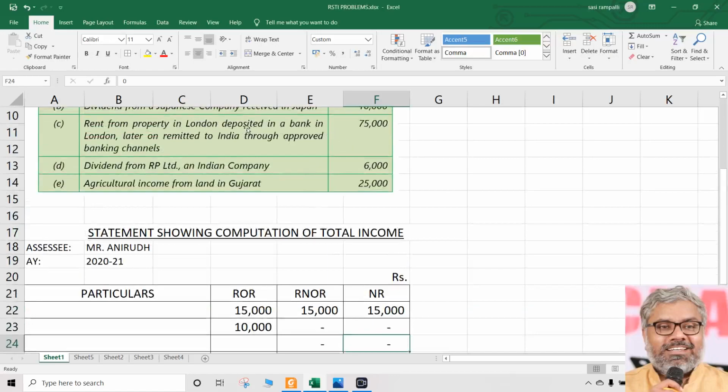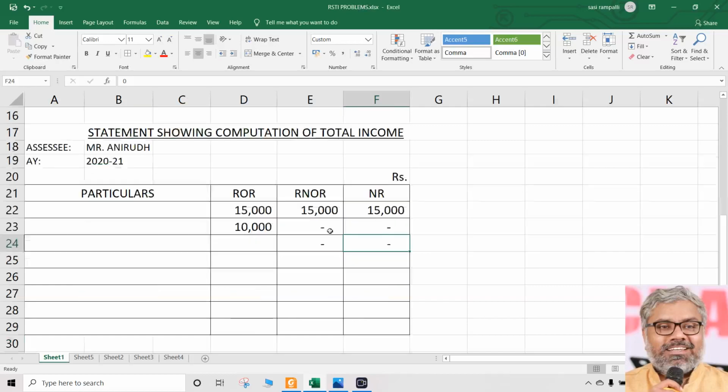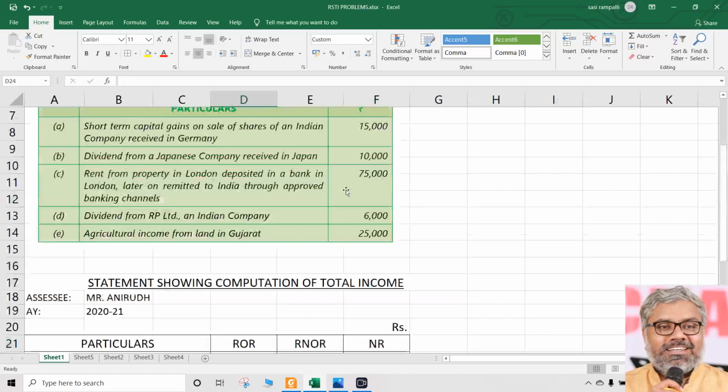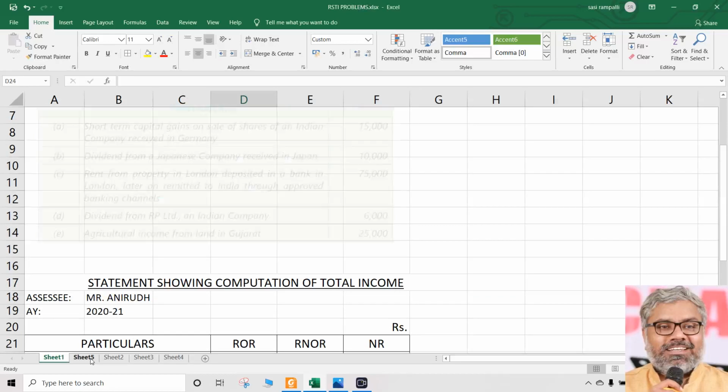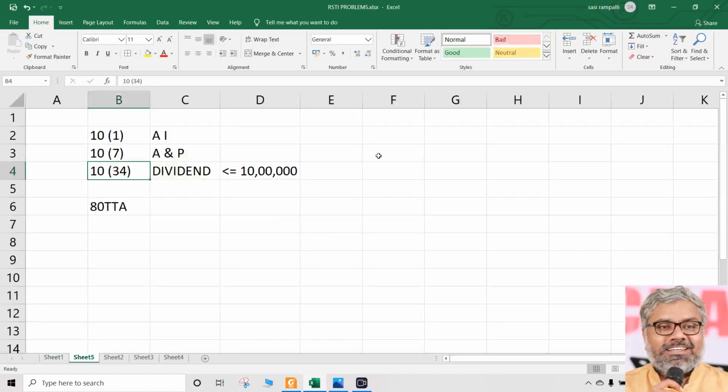Property in London, received in London. Remittance to India will not be considered as receipt. So, not received in India, not accrued in India, not taxable for RNOR and NR. Now we have another point here to be noted, rent from the property in London. So, rent is another point we have here. Some other provisions, these are exemption provisions which we don't know earlier, now we know. We will come to know this ATTTA and all that.